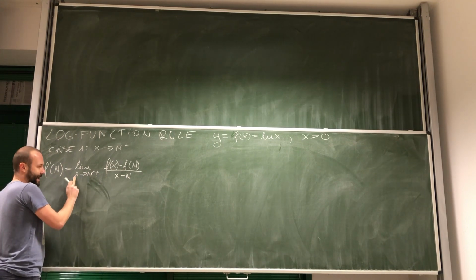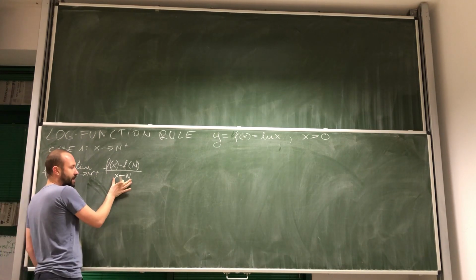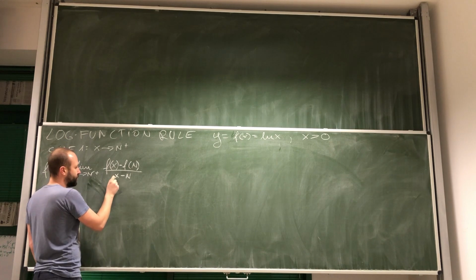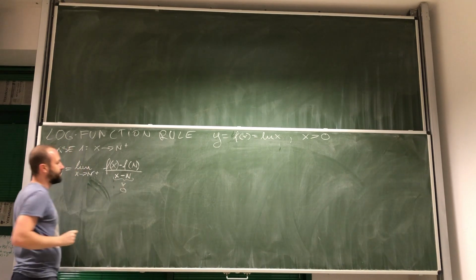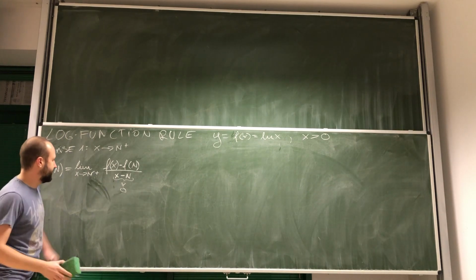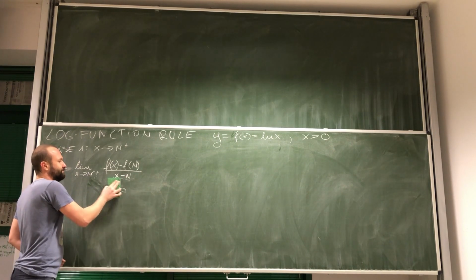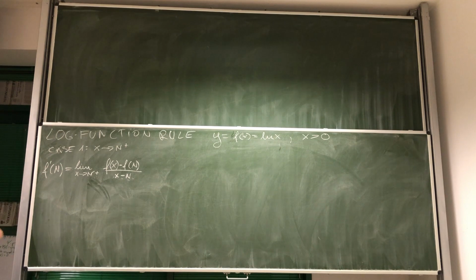Now, what does it mean that x approaches n from the right hand side in this case? Well, it means that x is bigger than n. So look, it doesn't matter how small the distance between those two, it will always be bigger than 0. So we will always have a positive value over here. And this is important for us because in the latter steps we will use this inside the logarithm, and inside the logarithm we need to have positive values.